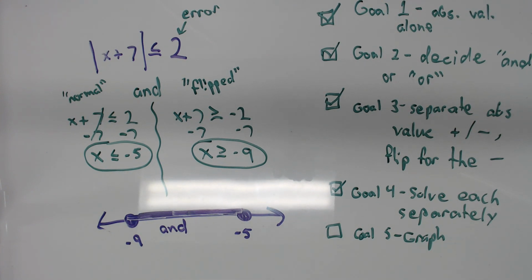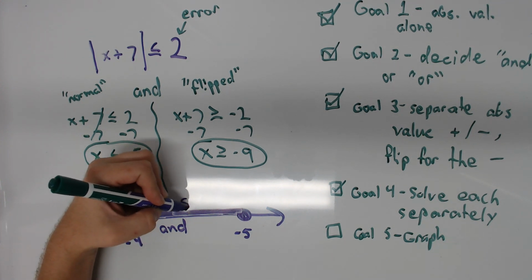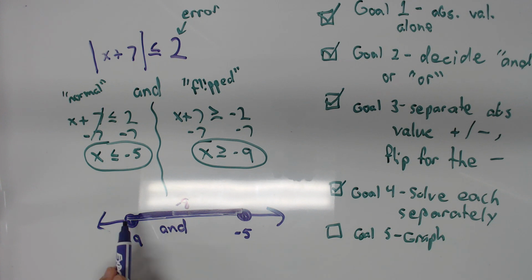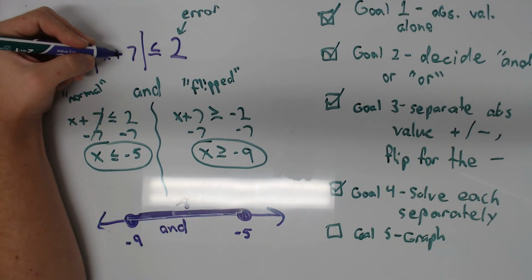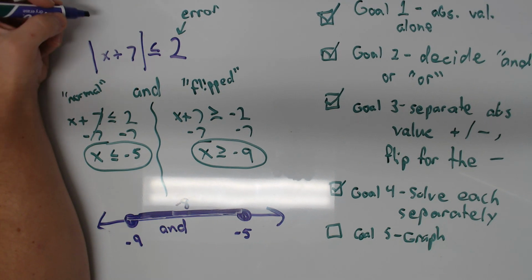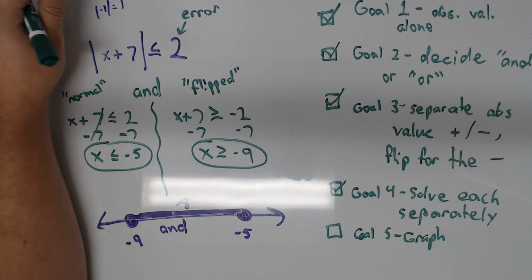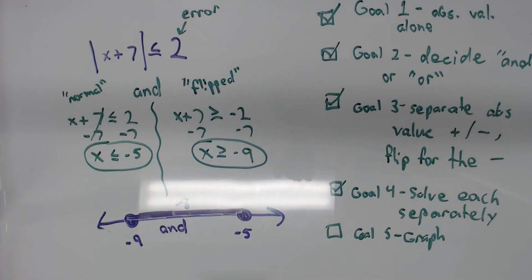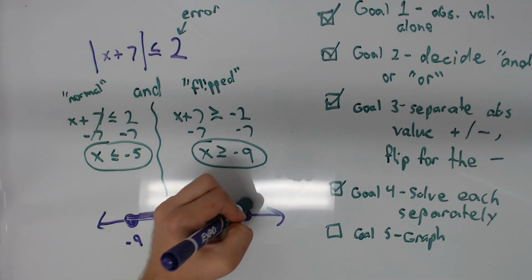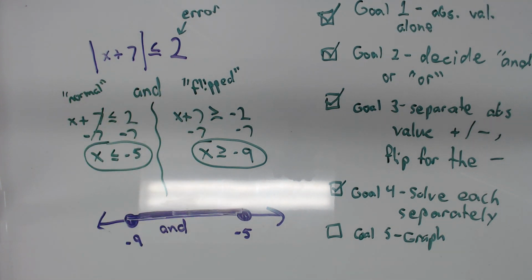Now, if we try any number in here, like let's say I throw in -8. That's between these two. Based on our answer, it should work. Let's look. -8 plus 7 is -1. And then the absolute value of -1 is just 1. Is 1 less than or equal to 2? Absolutely. All right, so anything inside of this should work as a solution. That's what makes it an "and" inequality.